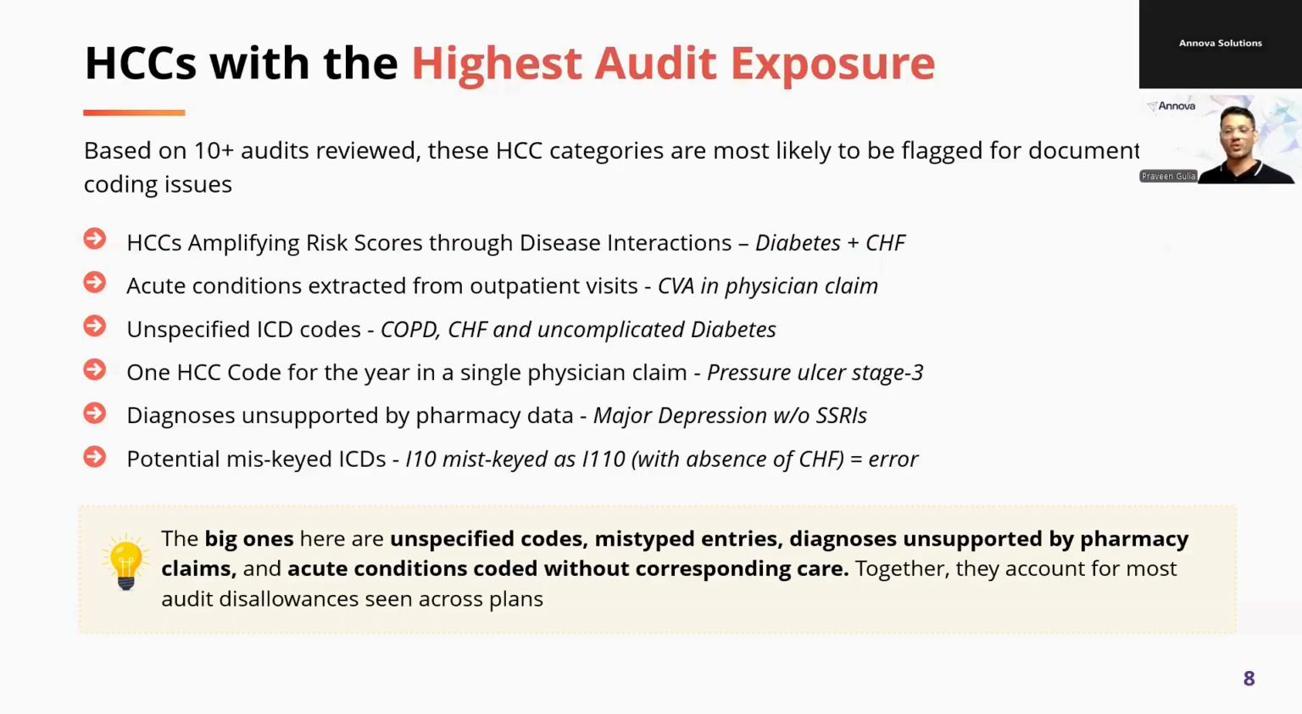Diagnosis is unsupported by pharmacy data, like major depression without SSRIs, right? Again, they're building on the single ICDs which are present in the sample. The single ICDs unsupported by pharmacy data. The pharmacy data is something that they look at parallelly, and they look at that, okay, depression is there or DVT is there, but there is no anticoagulant, there is no SSRI. So something is wrong. The last one is pretty interesting, very difficult to pinpoint.